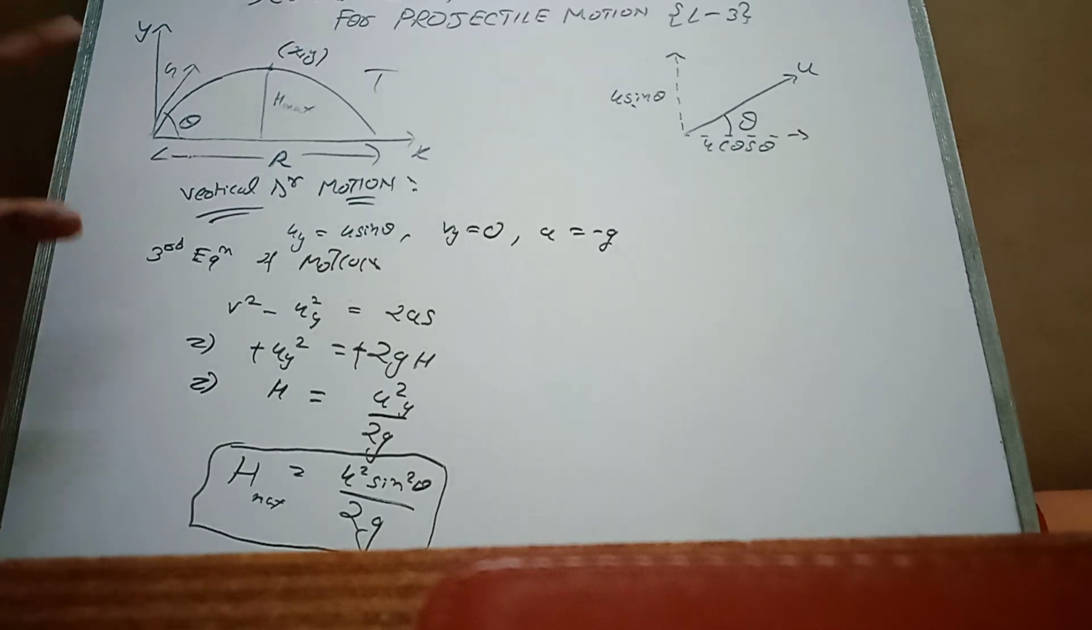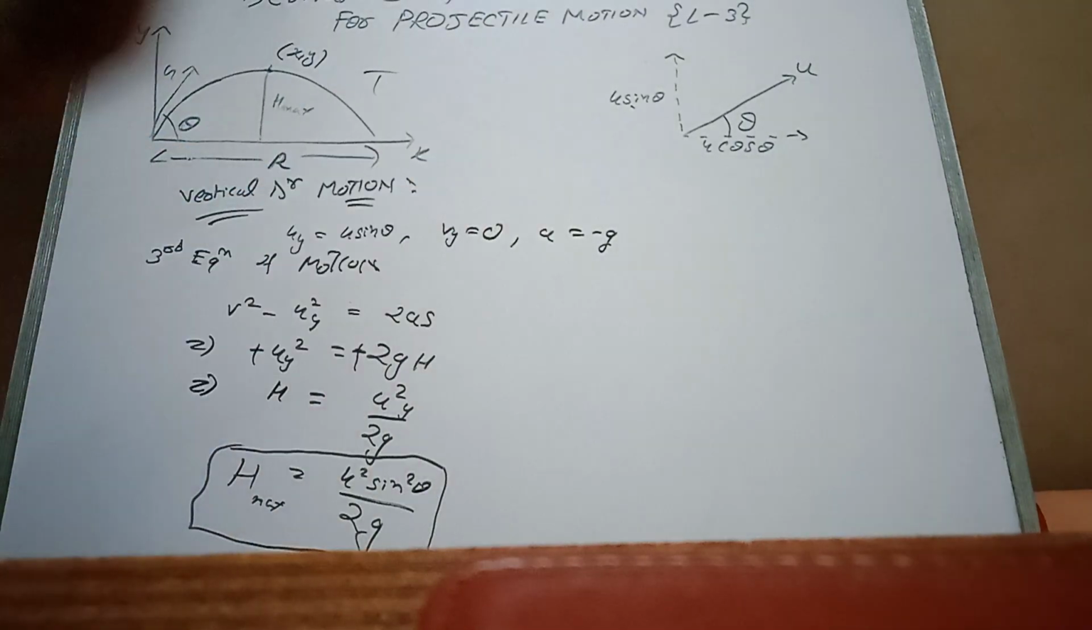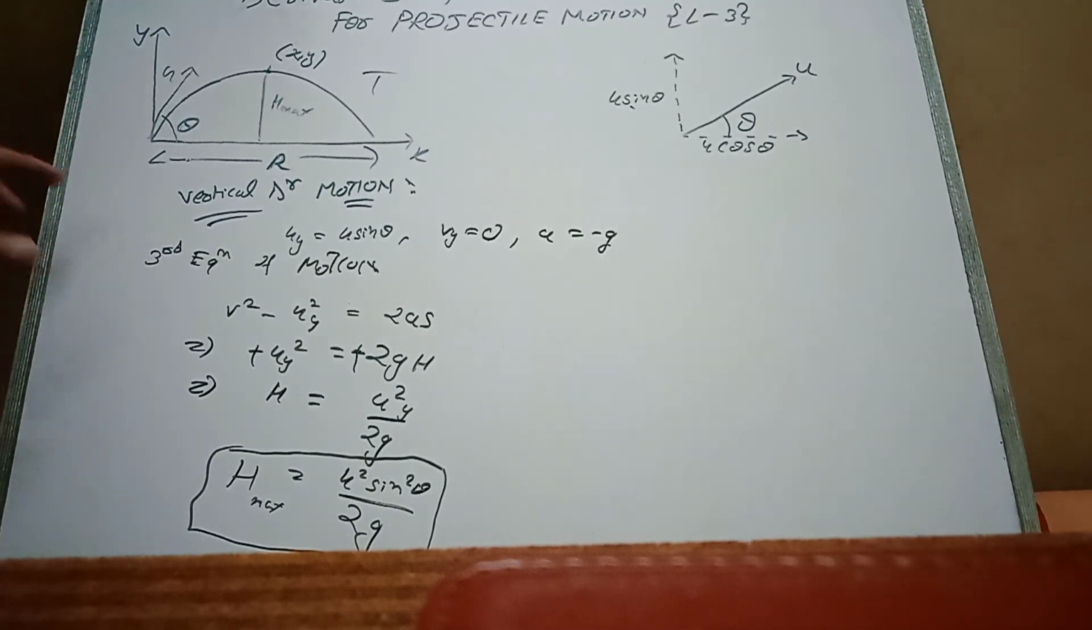And what we have done: take the vertical motion, write all the parameters, apply the third equation of motion, and then simple mathematics, and you get the answer H max equals u square sin square theta divided by 2g.